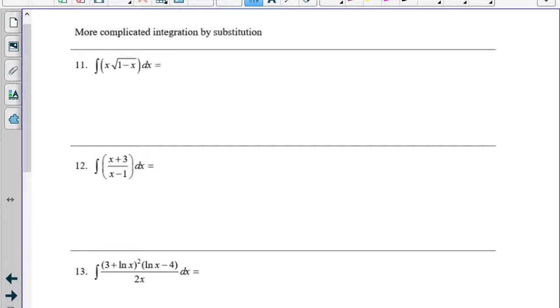Number 11, if we look at the integral of x times the square root of 1 minus x, if we make u equal to x, that does us no good. But if we make u equal to 1 minus x, then I can replace the 1 minus x underneath the square root with the square root of u. The issue with this is I still have an x over here. So if I have du equals negative dx, basically what ends up happening is this dx gets replaced by a negative du, so I have negative the integral of x root u du.